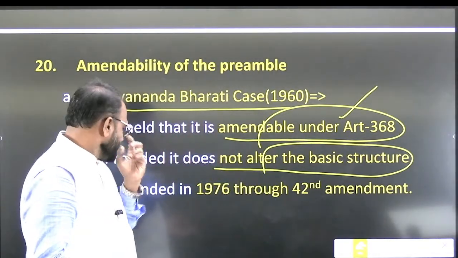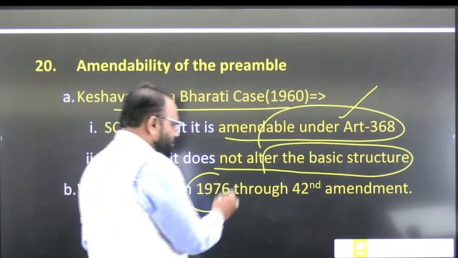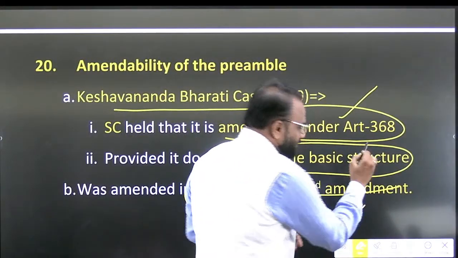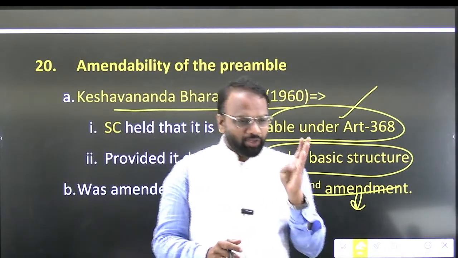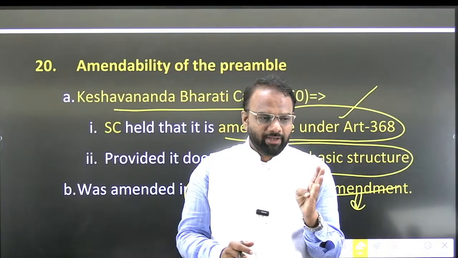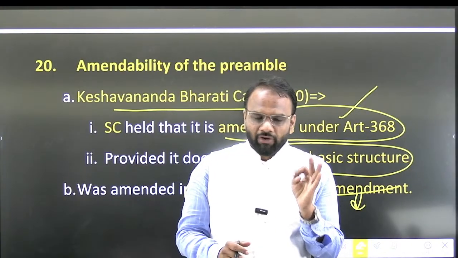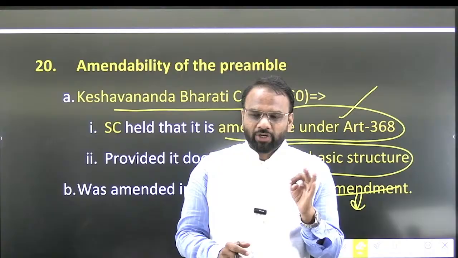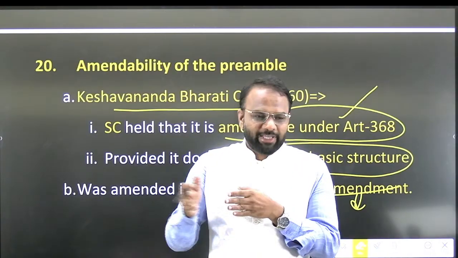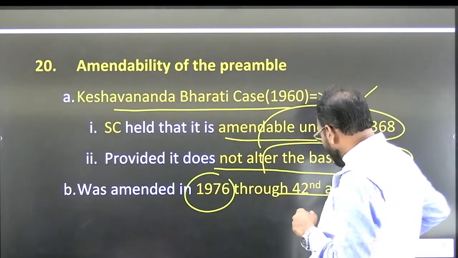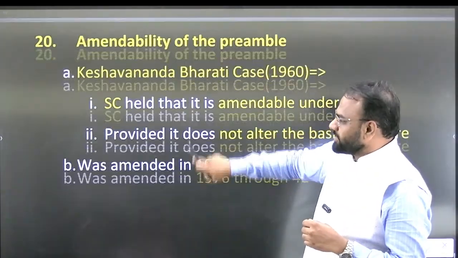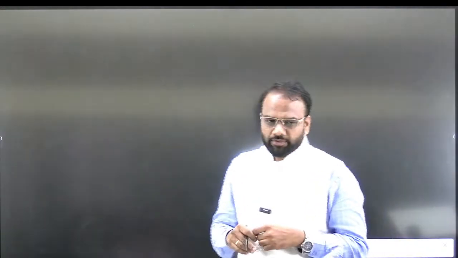Keshavananda Bharati case. The preamble was amended in 1976 through the 42nd amendment and three terms were introduced: socialist, secular, and integrity. Here we understood that preamble is non-enforceable or non-justiciable. Whether preamble can be amended: not to any extent, only to ensure that it will not alter the basic structure. Is preamble considered part of the constitution? Yes, it is considered part of the constitution. So with this we have concluded the topic called preamble.